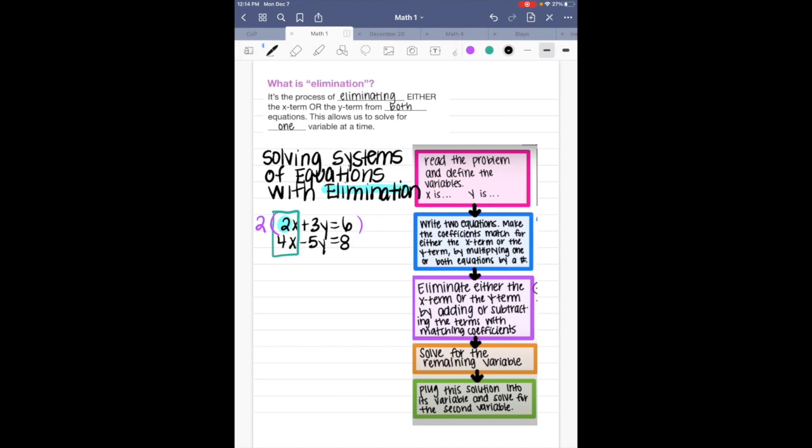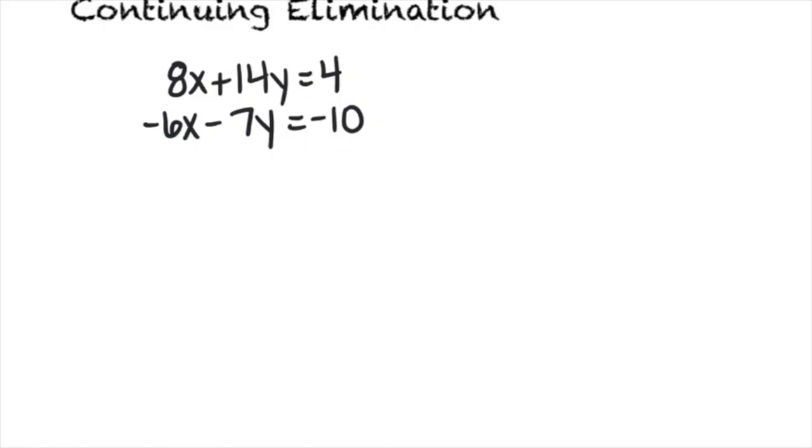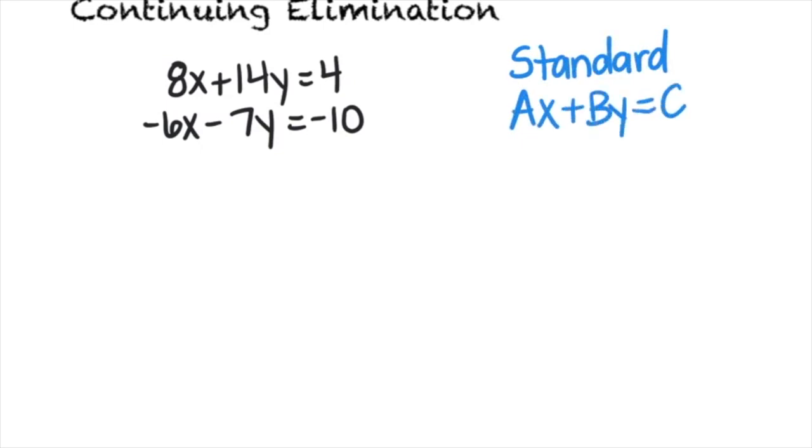Now, the other thing that you need to know is that elimination is best when your problem is in standard form. Remember, standard form is ax plus by equals c. When I'm looking at this example, I can see that they're both in standard form. So we are definitely going to be using elimination for this problem, because elimination is always best when it's in standard form.